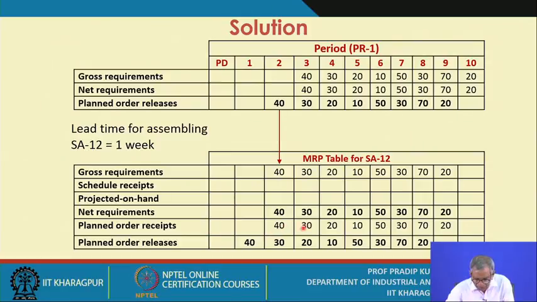So, the planned order receipts is this much, there is no change, but the planned order releases will be in the first time period. That means the 40 units are required in the second time period, so you need to release the orders 1 week before. That means in the first week you must release the orders of 40 units, as the lead time is 1 week. So, this way you calculate.